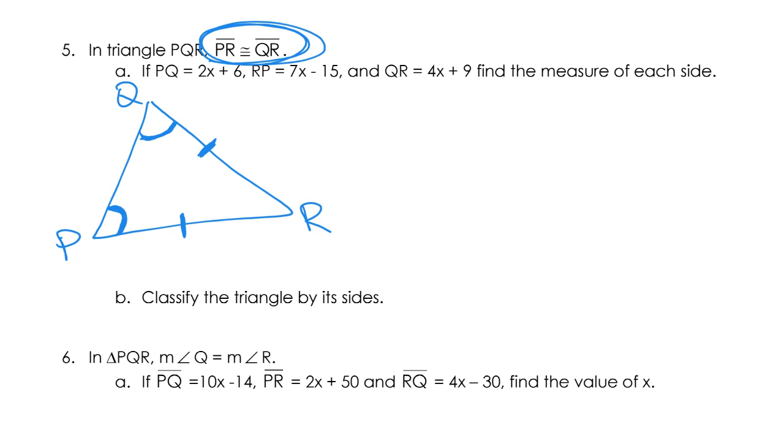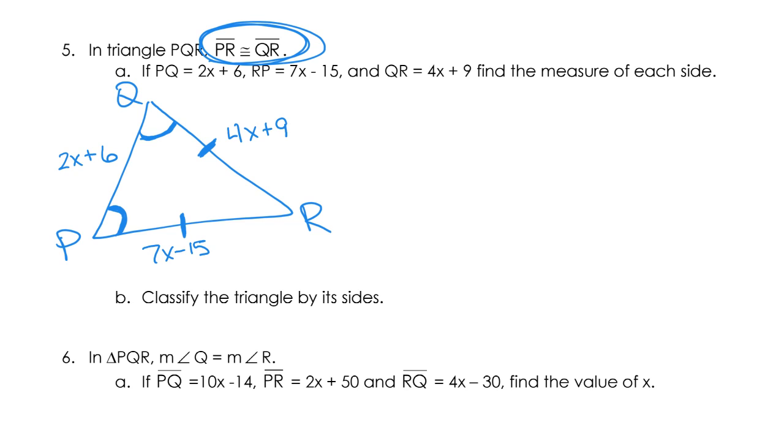Let's go ahead and see what they're giving us. They're going to tell us that PQ is a side, and so make sure that the label of 2x plus 6 goes on the outside of your triangle, not in the angles. RP is here on my bottom, which is 7x minus 15. And that QR is 4x plus 9.